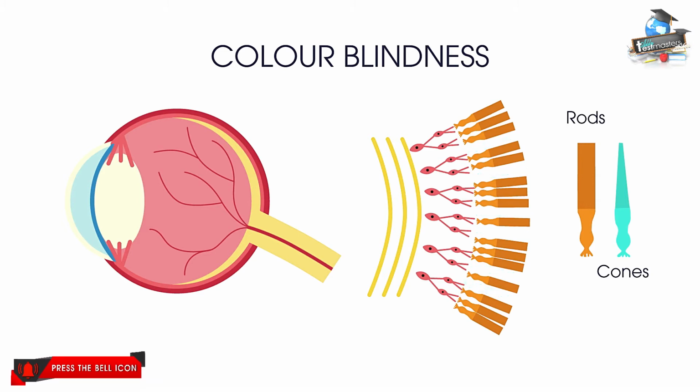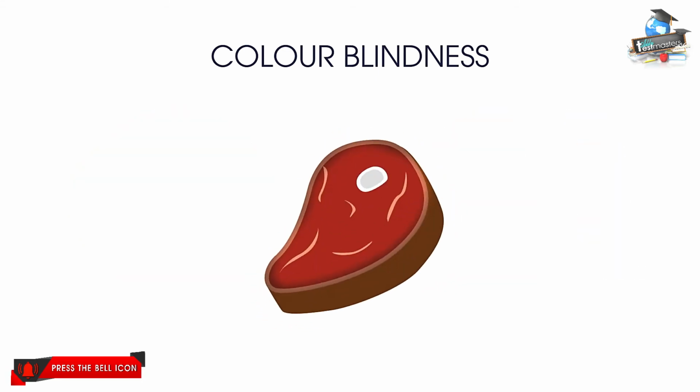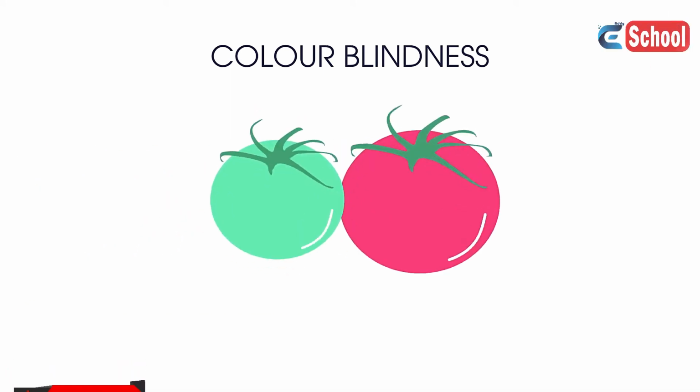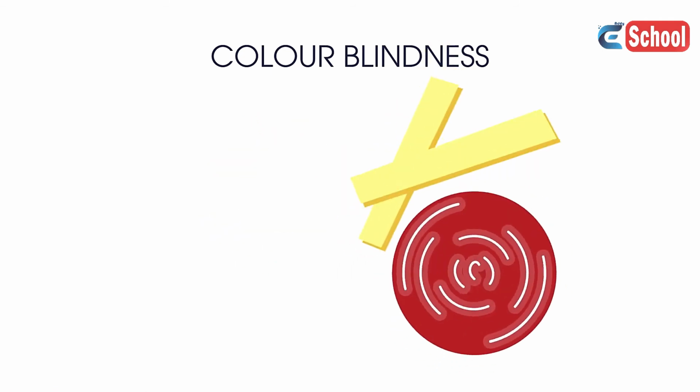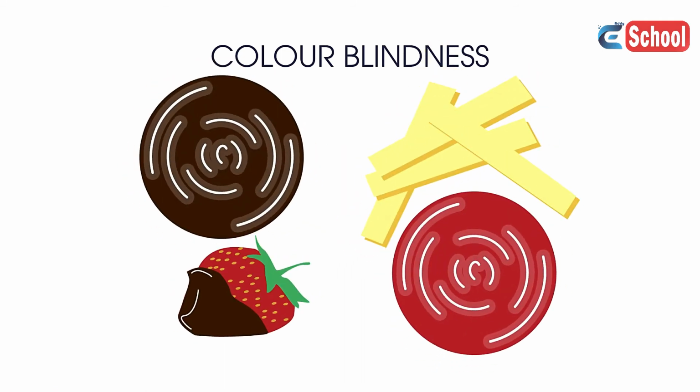Colourblindness can cause people difficulty in everyday life. Most red-green colourblind people won't know if they've cooked a piece of meat rare or well done, and they're unlikely to be able to tell the difference between green and ripe tomatoes or between ketchup and chocolate sauce.